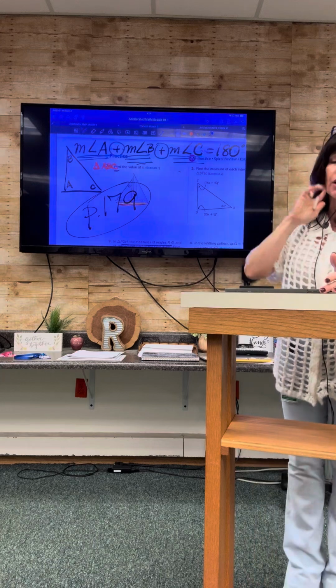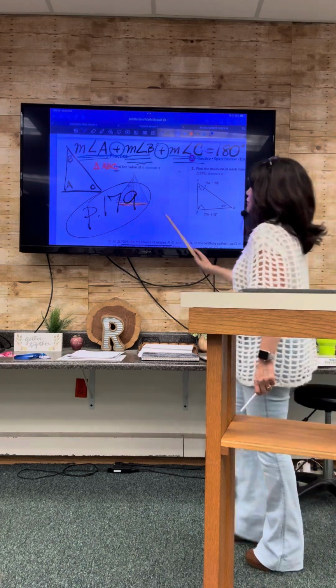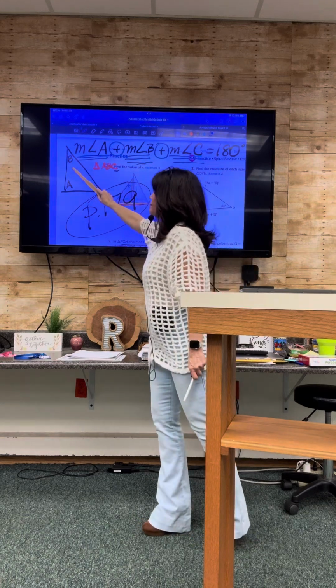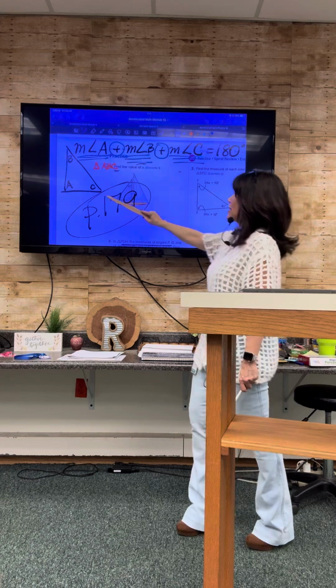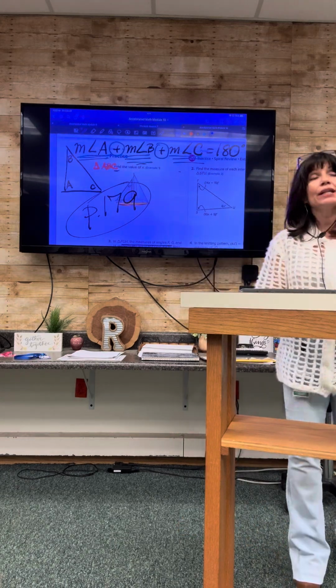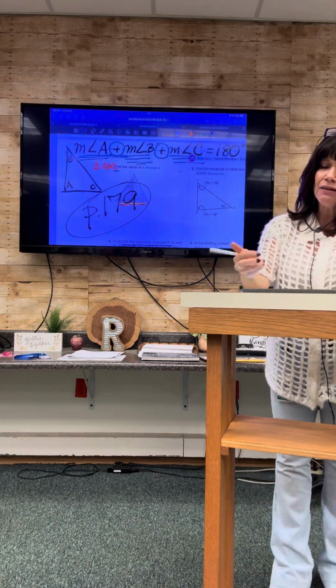These are interior angles. So we have already written in advance that the measure of angle A plus the measure of angle B plus the measure of angle C equals what amount, class? 180 degrees.